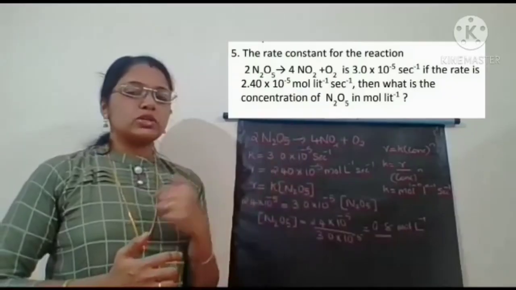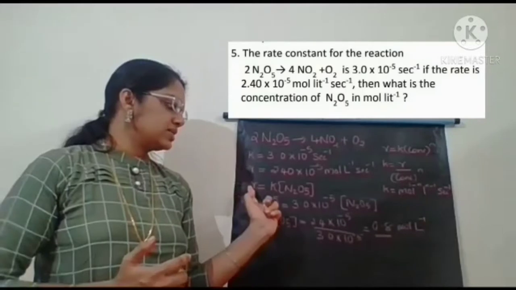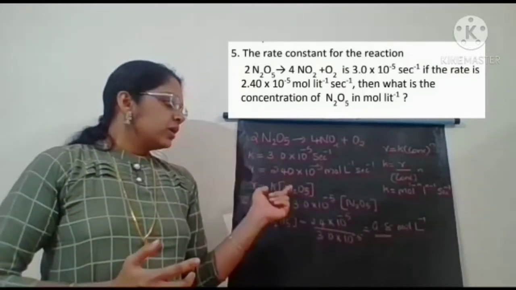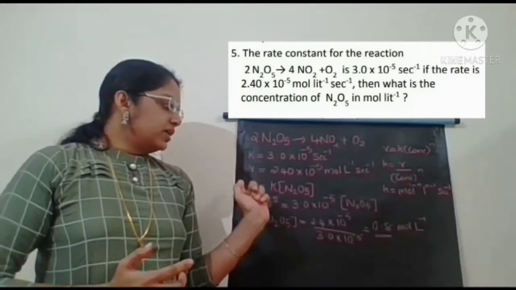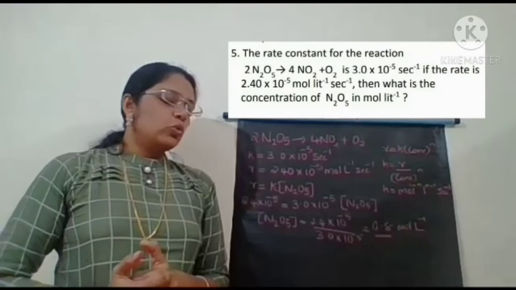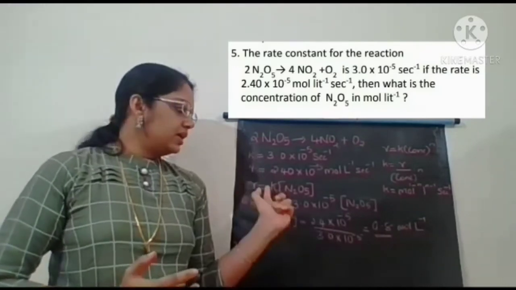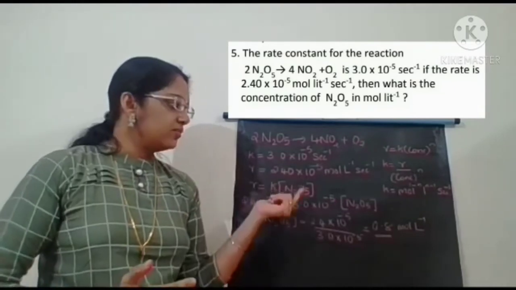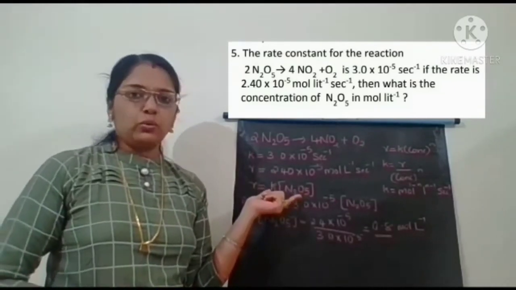So the rate law expression for this reaction can be written as R is equal to K into concentration of N2O5. The rate is given as 2.40 into 10 raised to minus 5 mole liter inverse second inverse. The rate constant is given as 3 into 10 raised to minus 5 second inverse. Then we can find the concentration of N2O5.